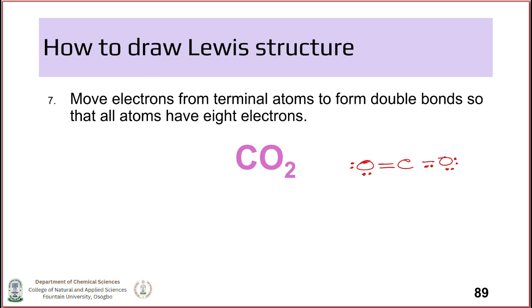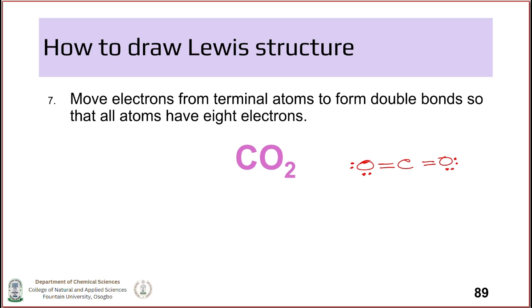So let's do the same thing at the other side. These 2 electrons, they become a bond. Remember, 2 electrons is a single bond. So we'll put the electrons here as well. So we have fulfilled what we are asked to do here. Move electrons from terminal atoms to form double bonds so that all atoms have 8 electrons.